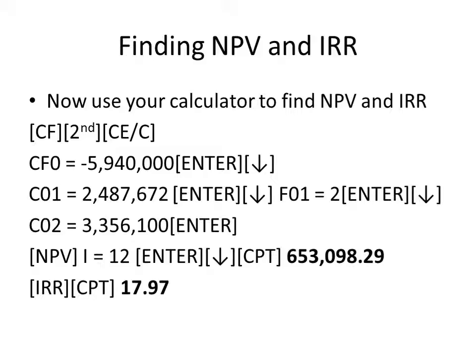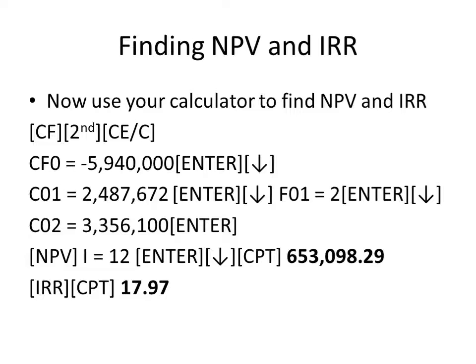And we're going to type in 5,940,000 and hit the plus minus key and hit enter. If you don't hit enter, it's like it never even happened. And then you want to hit your arrow down key. Now your calculator should say C01, and we're going to do 2,487,672 there. That's the cash flow for time 1 and 2. We're going to hit enter, and then we're going to hit arrow down.